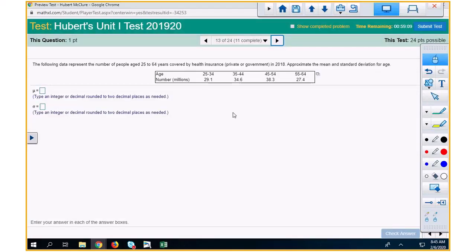We'll go back to the five-number summary after we've covered everything. Okay, what is this? Approximate mean and standard deviation. We'll come back to that one.